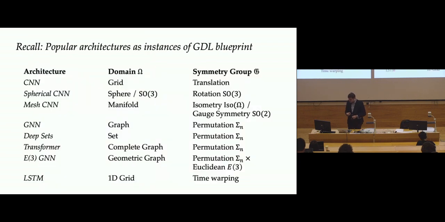And using this, as we've seen throughout the course and the deep dives, you can actually rederive and rediscover basically all of the popular deep learning architectures in use today just by choosing an appropriate domain your data lives on and an appropriate symmetry group that your data is equivariant to.